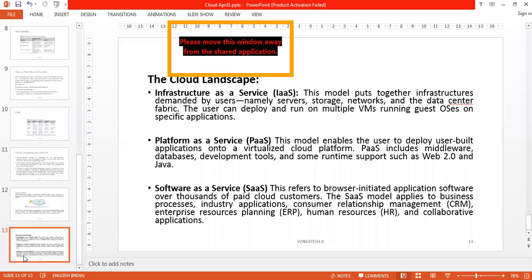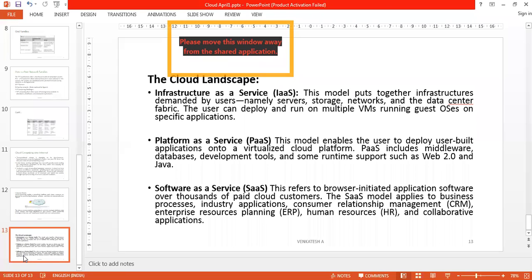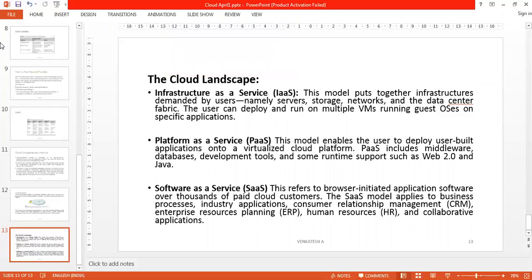This model puts together infrastructures demanded by users, like servers, storage, networks, and data center fabric. When you say infrastructure, it includes servers. Servers can be mail servers, file servers, proxy servers, or any other similar kind of service. The storage is very much essential to store all the users' data, and to retrieve it as and when required. Then the networks. The network basically deals with the end-to-end connectivity between the data centers and the end users.